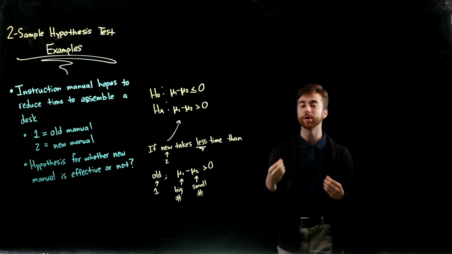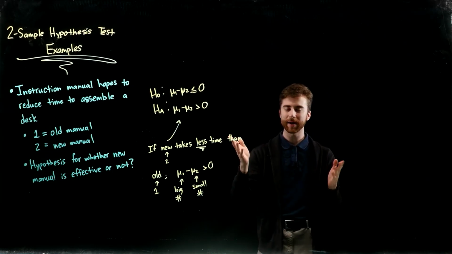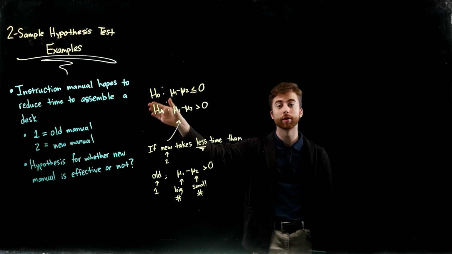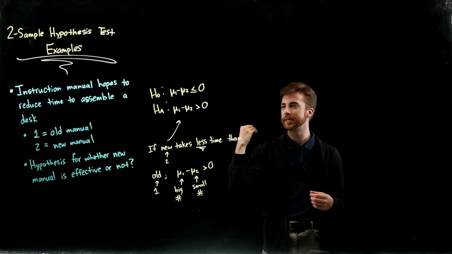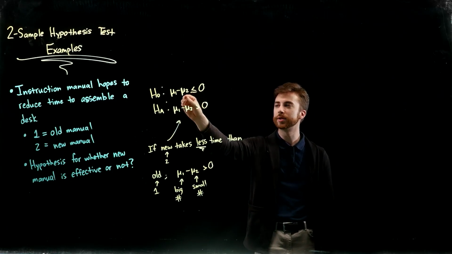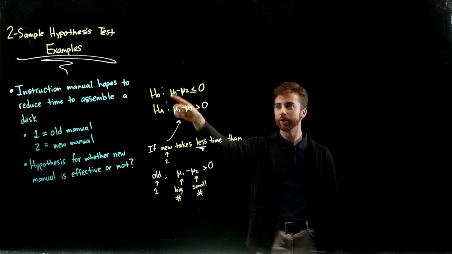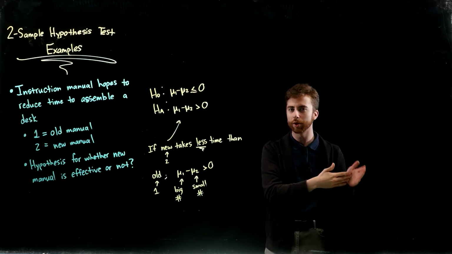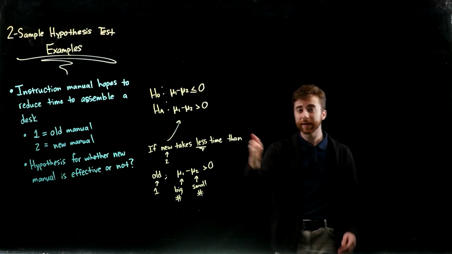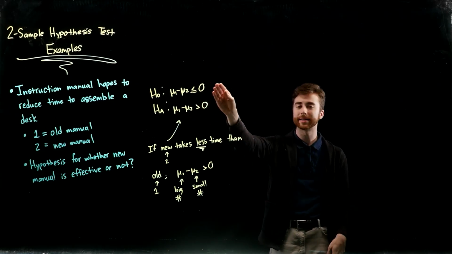We know that we're going to talk about the difference between the two, and the number we put in right here is going to be 0 instead of a number they actually give us. The reason is, let's think about it this way. If mu1 represents the mean amount of time it takes to assemble the desk under the old manual, and mu2 represents the mean time under the new manual, when you take the difference between the two and compare it against 0, if mu2, let's say, is greater than mu1, meaning it actually takes more time to assemble the desk under mu2, then if you subtract a bigger number from a smaller number, it's going to give you something less than 0, right? That's how we can plug this in and why it makes sense against 0.